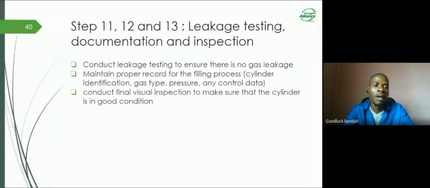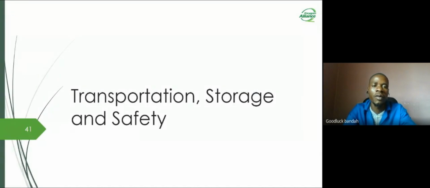And also, it's important that you maintain proper records for the filling process. This could include identification of the cylinder, the gas type that you filled in the cylinder, in this case oxygen, and of course the pressure at which you have filled your cylinder. And finally, you can also put any other control data on the filling paper. And finally, it's advisable that you do a final visual inspection on the cylinder.